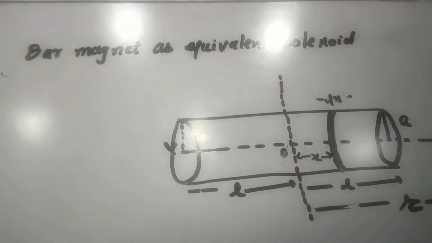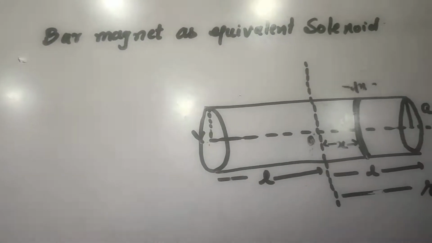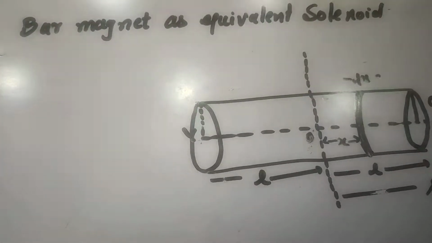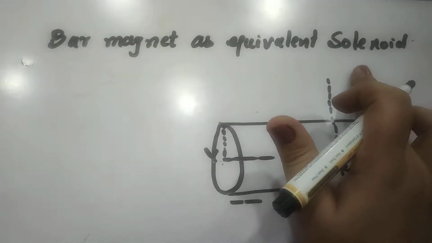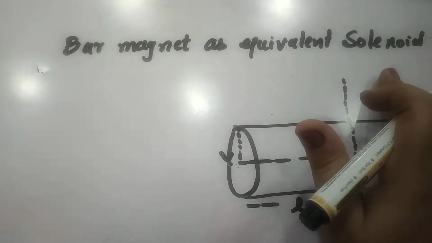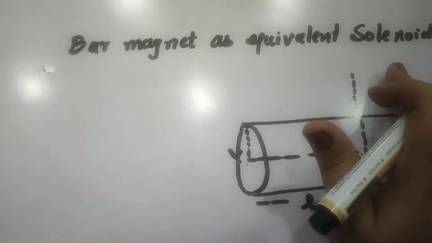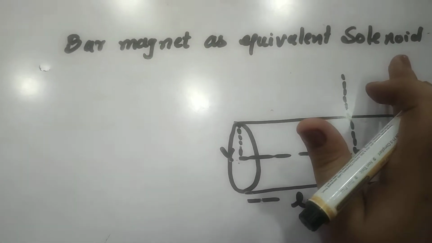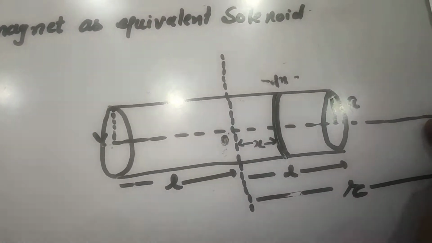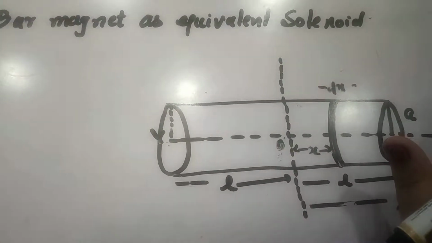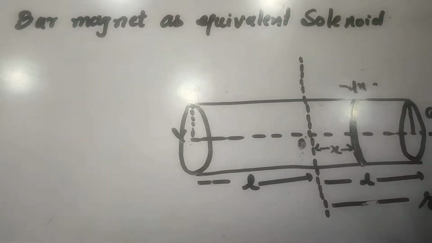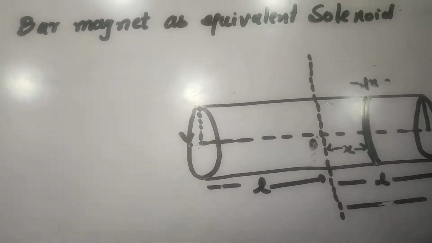Bar magnet as equivalent solid. Dear students, if we view the magnetic field lines for a bar magnet and a solenoid, they resemble exactly the same. Now we will find the formula for the magnetic field on the axis of this solenoid, and if it comes out equal to that for a bar magnet, it means that our solenoid behaves as a bar magnet.